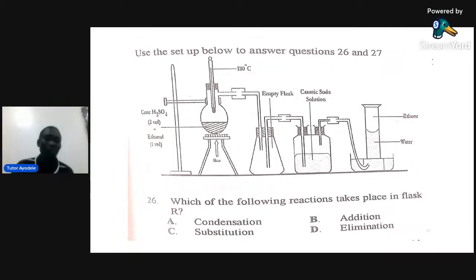Okay, let me do it like this. The sodium hydroxide here is to remove impurities, those impurities in ethene. But now my question is, what are those impurities? Drop them in the comments. I want this to be interactive so that you will understand this deeply. So what are those impurities? Drop them in the comments now. Okay, so let's proceed. We're almost done. We're about to round up. So the correct answer to that is elimination, as I've explained.